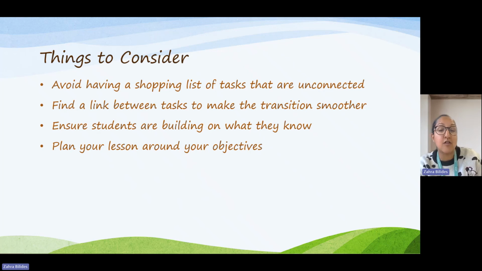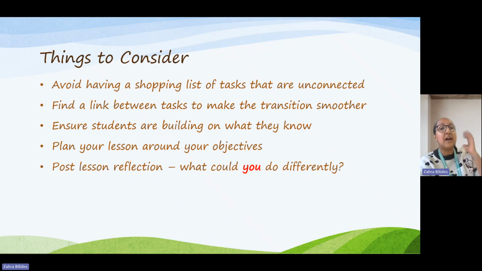Do plan your lesson around your objectives, not the other way around. Don't have your shopping list of tasks and then figure out what your objectives are. Have your objective first. What do you want to achieve from the lesson? And then plan the activities around what you need to achieve.